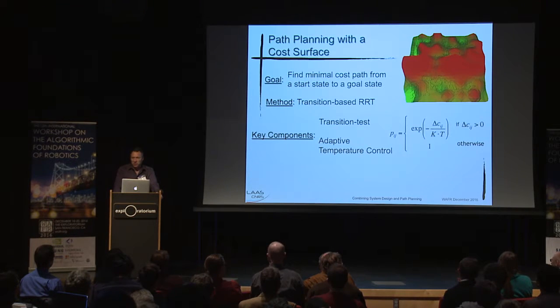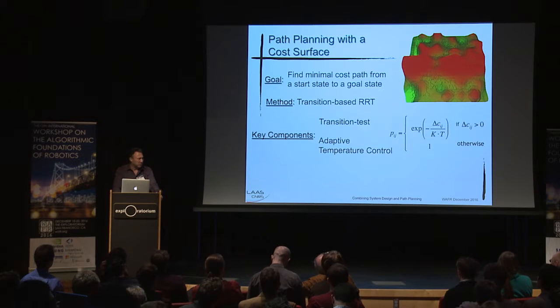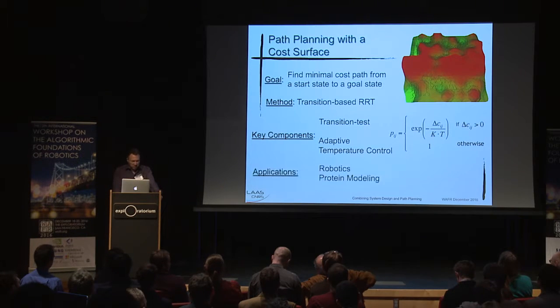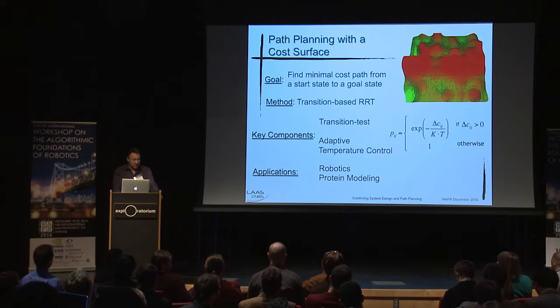So that leads us to the other key component of TRRT, which is the adaptive temperature control. This control basically varies the temperature throughout the exploration to balance exploiting and exploring the search space. So TRRT has been applied to a lot of different problems in both robotics and some in protein modeling.